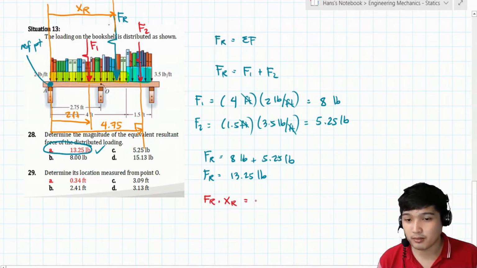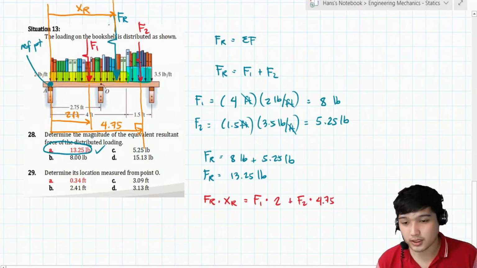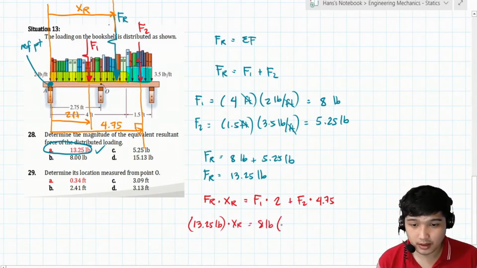So, summation ng moments ng components. So, first component F1, moment arm is 2. And then plus F2, the moment arm is 4.75. So, just simply plug in the values. So, we have here FR, nasolve na to, 13.25 pounds. And then, times XR. So, equals F1, that is 8 pounds. And then, times 2 feet.